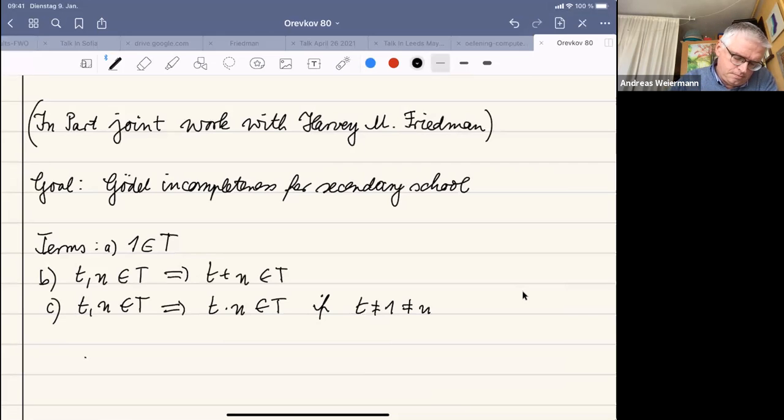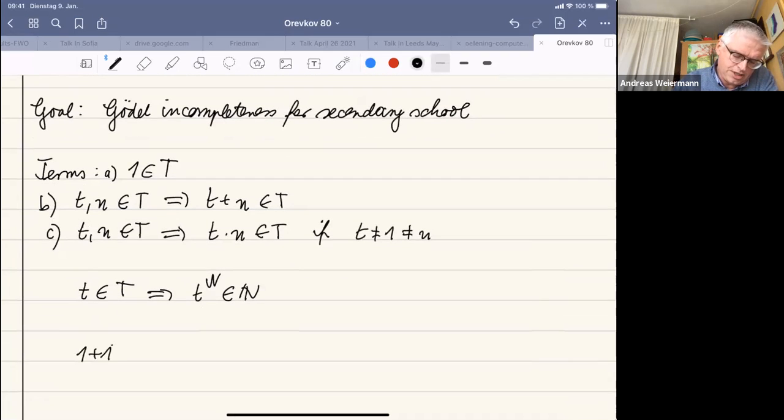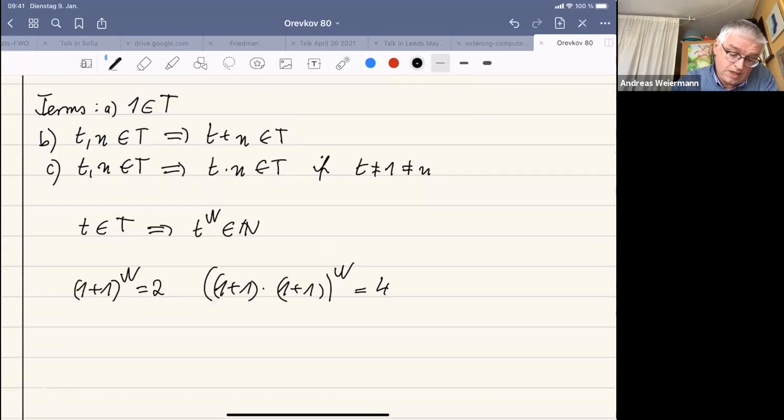Now, if I have a term T, I can associate to it a value, T of n, which is a natural number. Even this can be explained to secondary school students. For example, the value of 1 plus 1 is 2, and the value of 1 plus 1 times 1 plus 1 is 4. This can be done by secondary school students. And of course, 1 plus 1 is less than or equal to 1 plus 1 times 1 plus 1, because 2 is less than or equal to 4.